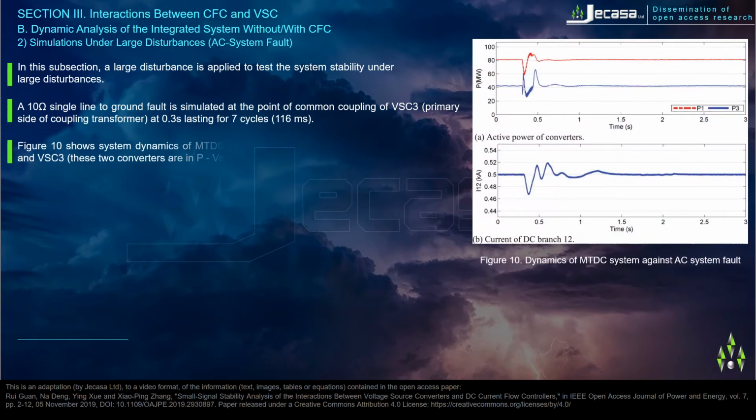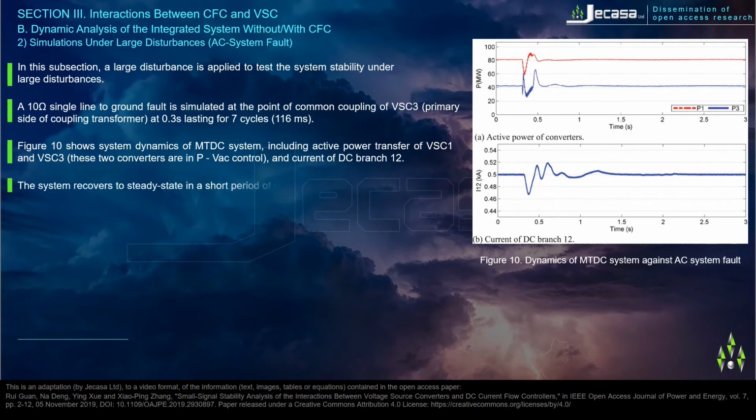Figure 10 shows system dynamics of the MTDC system, including active power transfer of VSC1 and VSC3, which are in PVAC control, and current of DC branch 12. The system recovers to steady state in a short period of time after the fault is cleared. It demonstrates that the system can endure large AC disturbance and recover quickly.